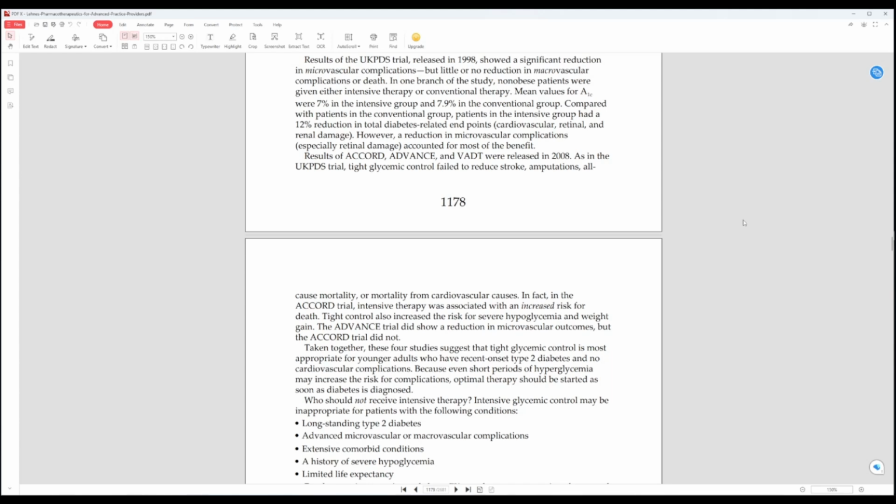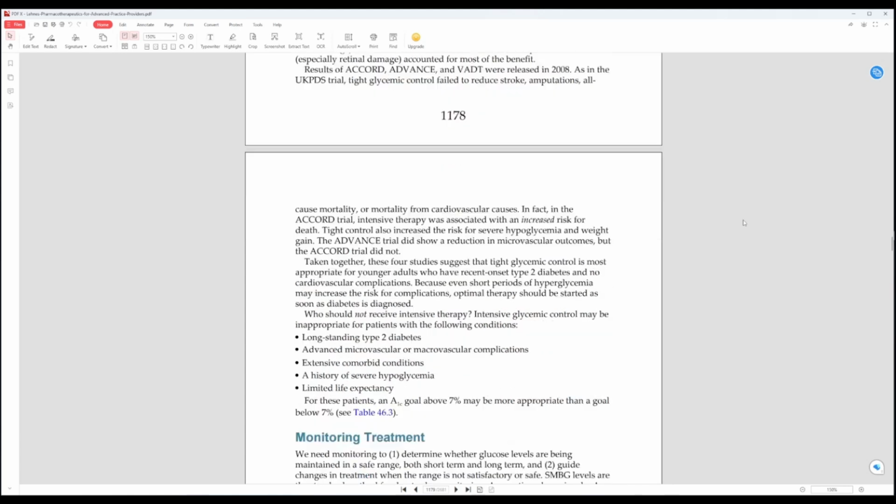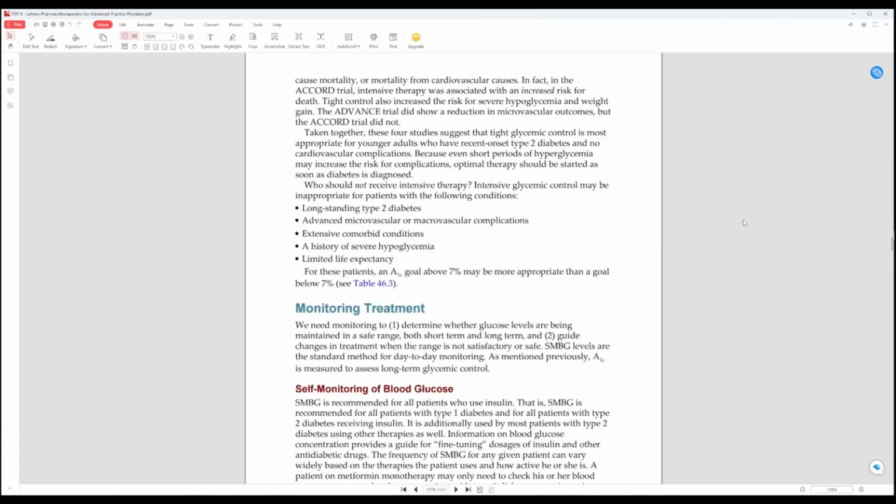Results of the ACCORD, ADVANCE, and VADT were released back in 2008. As in the UKPDS trial, tight glycemic control failed to reduce stroke, amputations, all-cause mortality, or mortality from cardiovascular disease. In fact, in the ACCORD trial, intensive therapy was associated with an increased risk for death. Tight control also increased the risk for severe hypoglycemia and weight gain. The ADVANCE trial did show a reduction in microvascular outcomes, but the ACCORD trial did not.